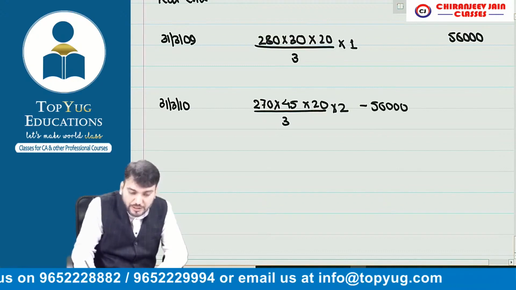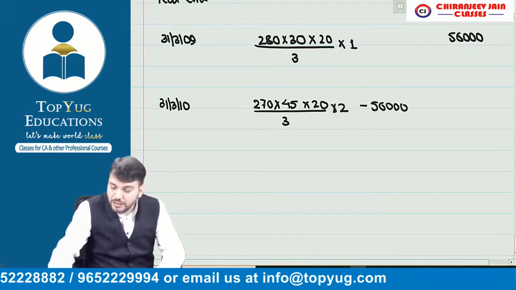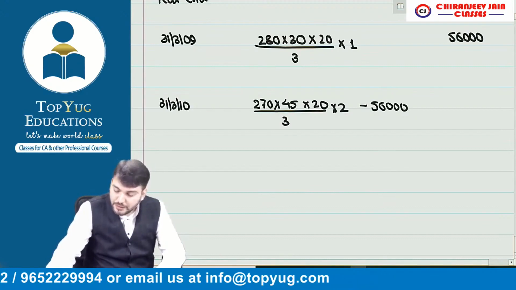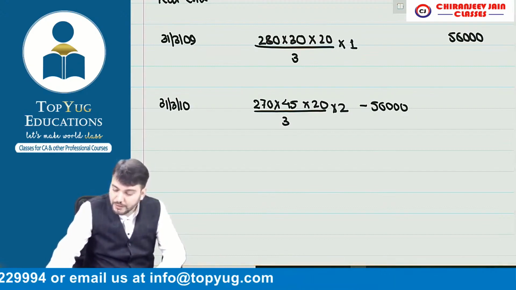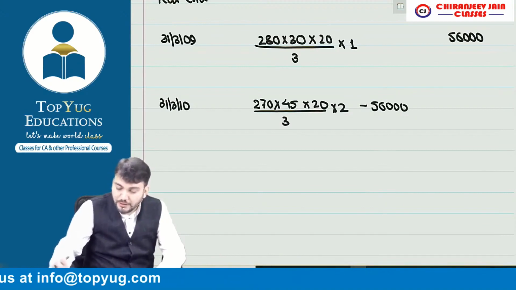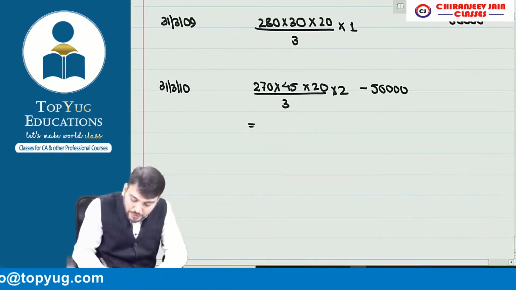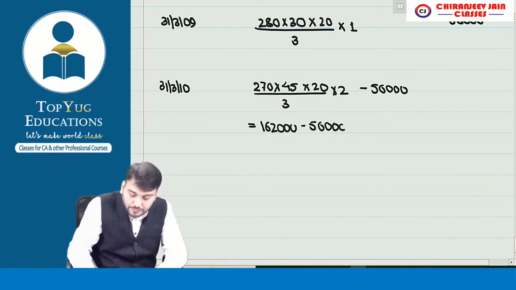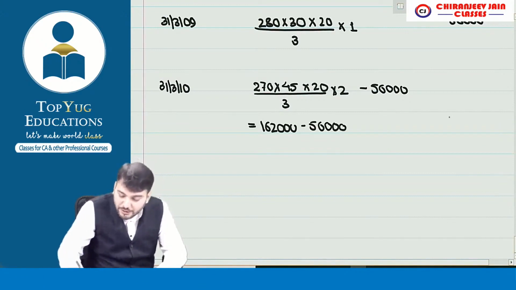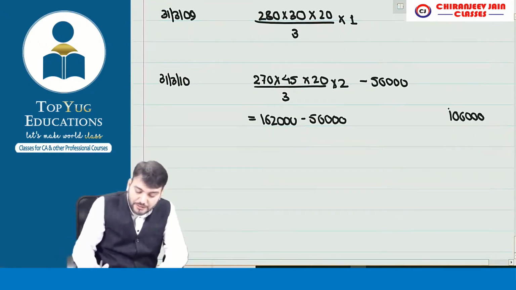Have you understood this calculation? Yes sir. तो ये कितना आया, 270 into 45 into 20 into 2 divide by 3. So that is 1,62,000. So 1,62,000 minus 56,000. How much? So that is 1,06,000. आपका आंसर नहीं आया मेरे पास.